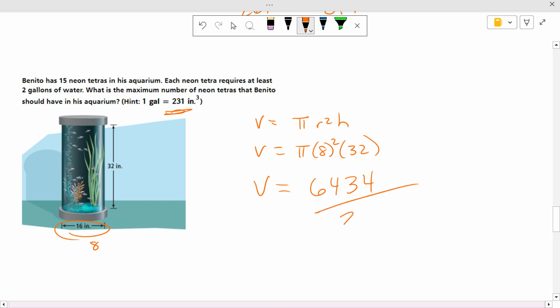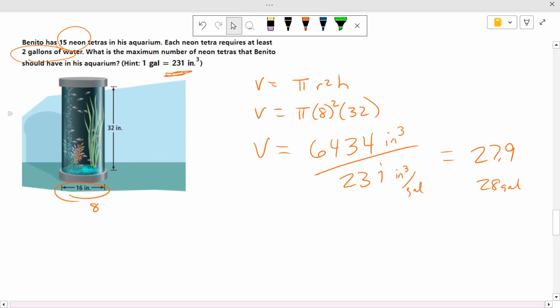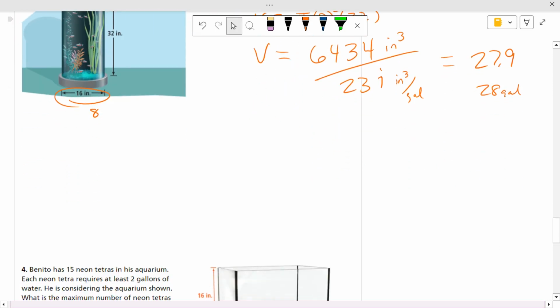If we divide it by 231 cubic inches per gallon, then we find the number of gallons because this is cubic inches. How many gallons do we have? 27.9? Okay. So basically, there's 28 gallons of water. Each neon tetra needs 2 gallons of water. Is that tank big enough for 15 of them? No, not quite. Big enough for 14. Actually, really close to big enough for 14. But the 15, it is not.